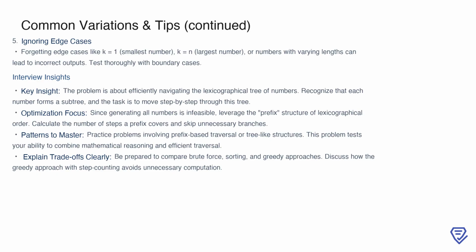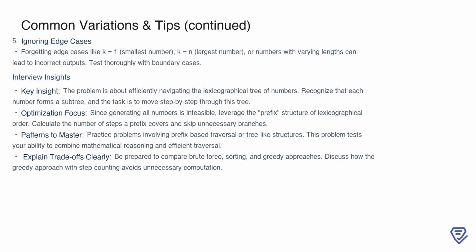The essence of this problem lies in efficiently navigating the lexicographical tree that represents all numbers. Each number forms a subtree, and the challenge is to navigate this tree step by step. Since generating all numbers is infeasible, optimization is rooted in leveraging the prefix structure of lexicographical order. By calculating the number of steps a prefix covers, you can skip unnecessary branches and zero in on the target. To master this, practice problems that involve tree traversal or prefix-based logic. These will sharpen your mathematical reasoning and traversal skills, which are essential here.